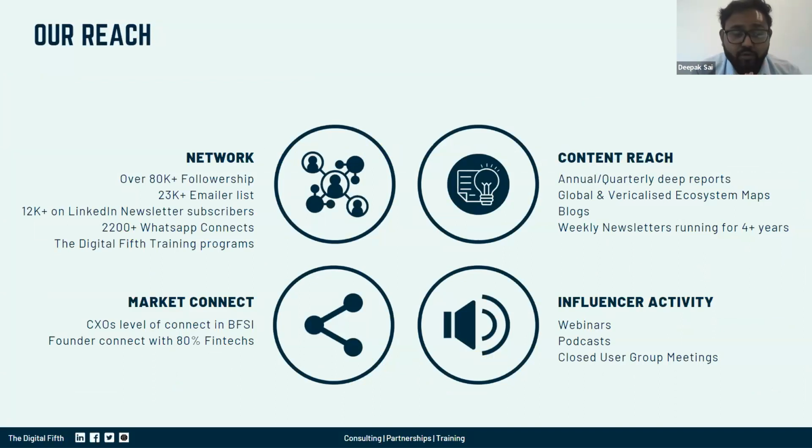We have an avid ecosystem of 2,200 WhatsApp connects, which includes a lot of CXOs and CEOs from banks and fintechs. We also do a lot of content reach, where other than our newsletters, we do regular blogging and release annual and quarterly reports, which focus on deep content in the ecosystem. We also do a lot of ecosystem maps, which are global, verticalized and very focused. And we do a lot of influencer activities, which include webinars, podcasts, and a few closed user group meetings like the CXO dinners, the fintech bazaars and a lot of other activities.